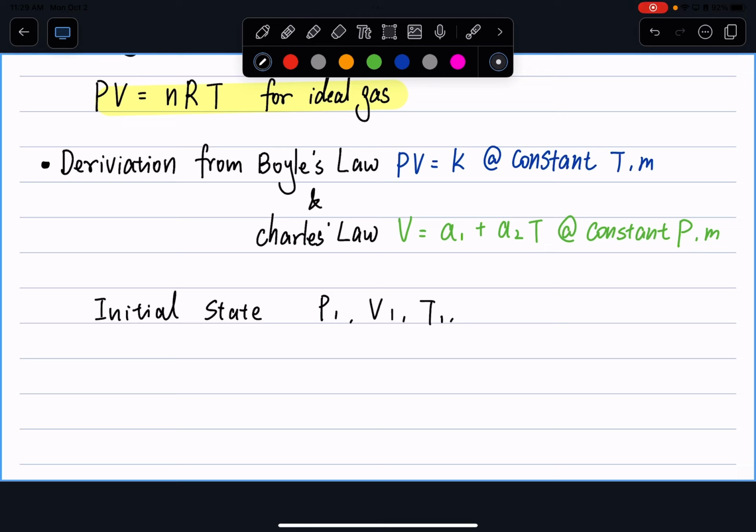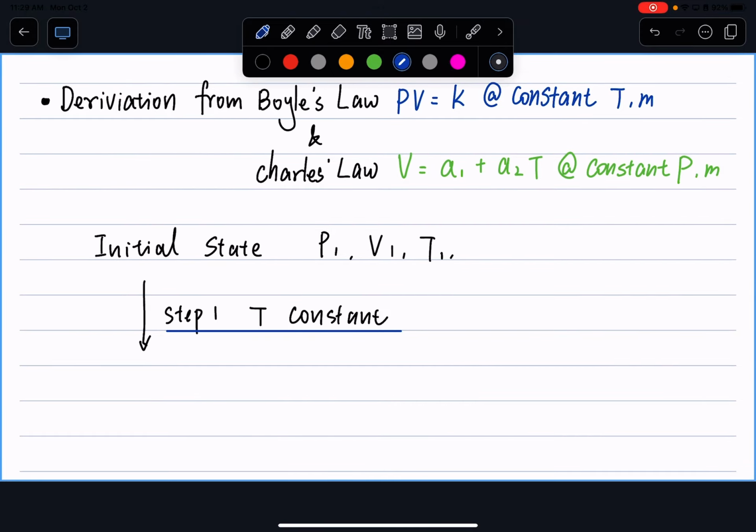The first step is we keep temperature constant. So with our temperature held constant, we can use our Boyle's law. Right, so what we have is P1 V1 equals to P2, some kind of volume A, equals to K.